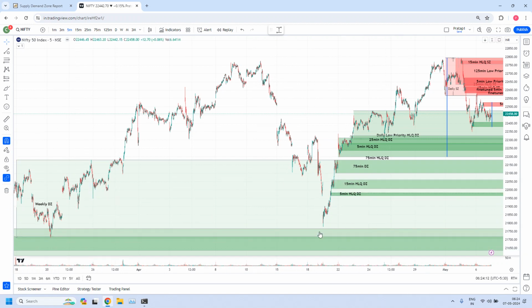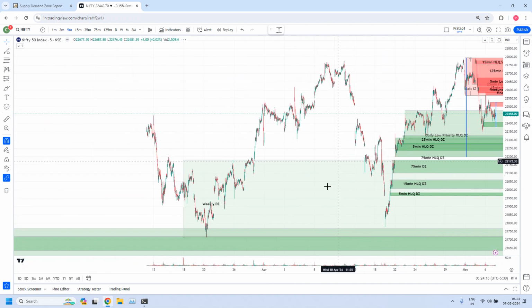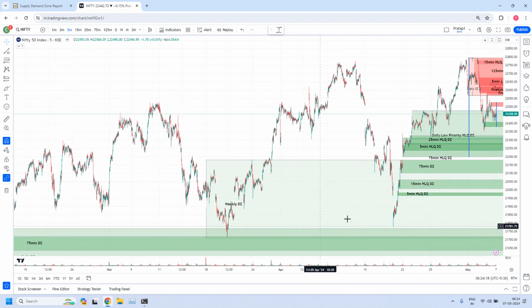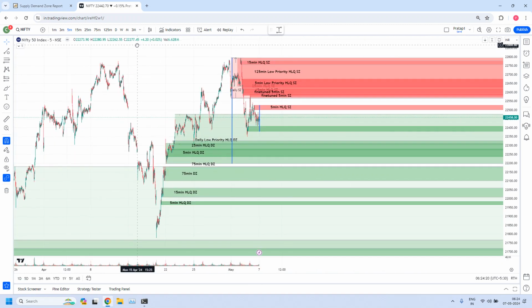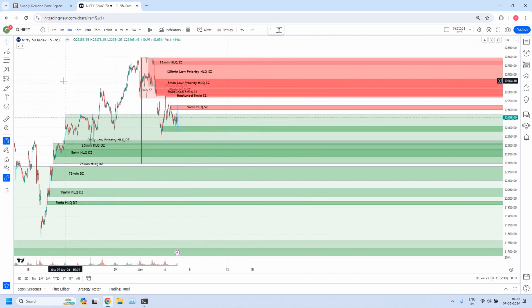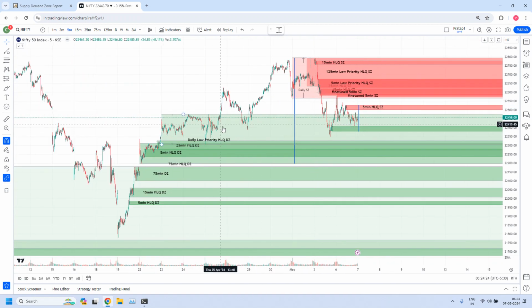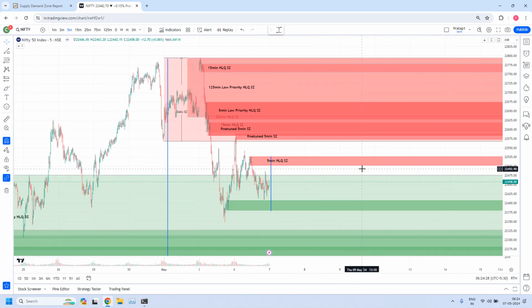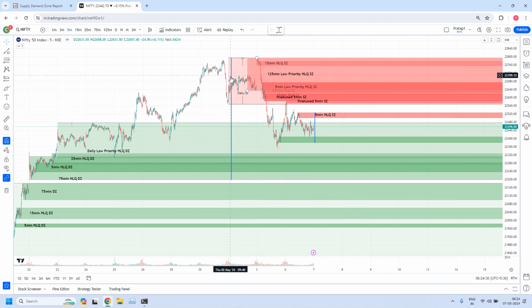We have a weekly demand zone, inside we have the 75 minutes, 15 minutes and daily zones, everything is available here. But at present, the daily demand zone we are having is this one, the daily low priority high liquidity demand zone. This is the range we have drawn in the Sunday's analysis video. This is the current range that is going on.